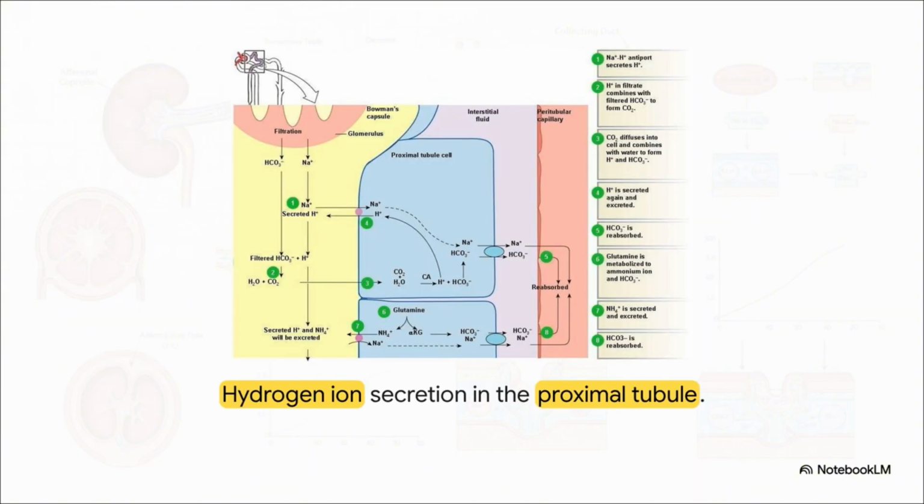Shifting gears to acid-base handling, let's carefully trace the 8-step pathway for hydrogen ion secretion in the proximal tubule. Step 1, we've got the vital NaH antiport secreting hydrogen into the lumen. In Step 2, that hydrogen combines with filtered bicarbonate to form CO2 and water. That CO2 rapidly diffuses into the cell. That's Step 3, where carbonic anhydrase gets to work reforming hydrogen and bicarbonate. The new hydrogen gets recycled right back into the lumen, while the new bicarbonate is reabsorbed back into the blood at Step 5. Furthermore, if you look at Step 6, glutamine is metabolized into ammonium and even more bicarbonate. This provides an incredibly powerful alternative route to excrete acid and buffer the blood.